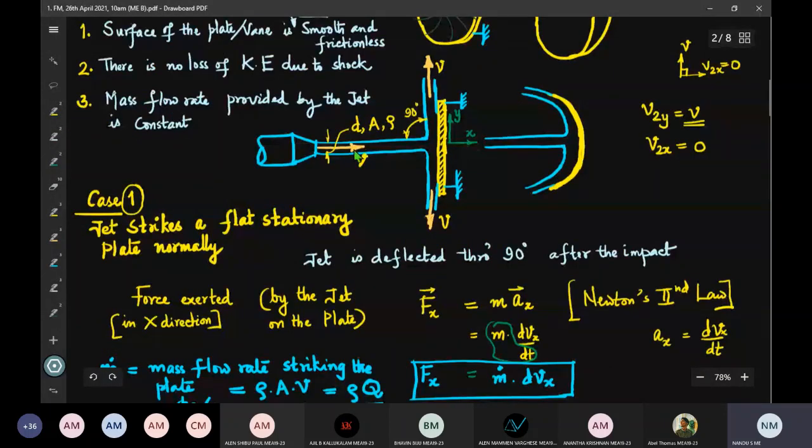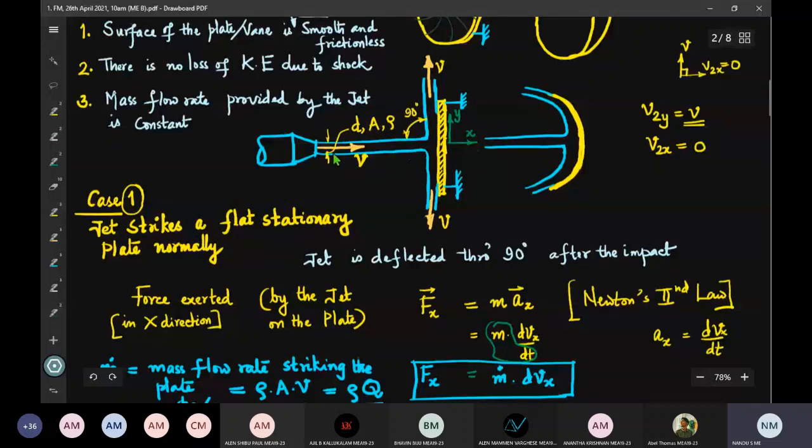The cylindrical jet diameter is d, and what is the area of cross section? If you take the circular cross section of the jet, if the diameter is d, the area is pi by 4 d square, and rho is the density of the fluid. If it is a water jet, we take the density as 1000 kilogram per meter cube. That is the density of water. For any other fluid jet, you take the density of the corresponding fluid. So rho is the density of the fluid.